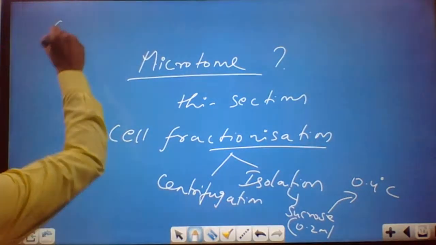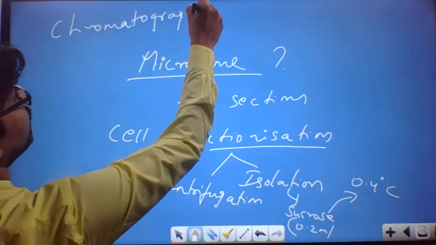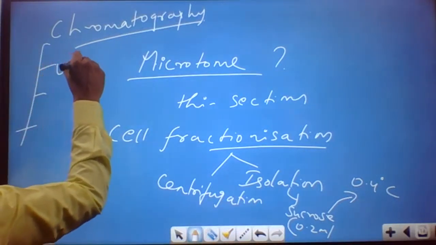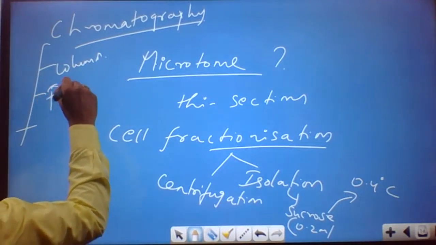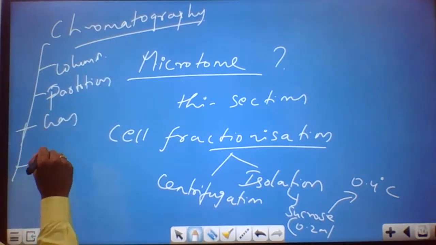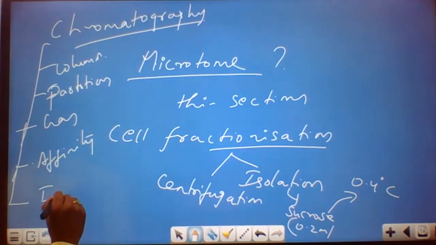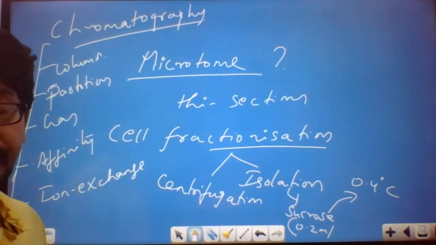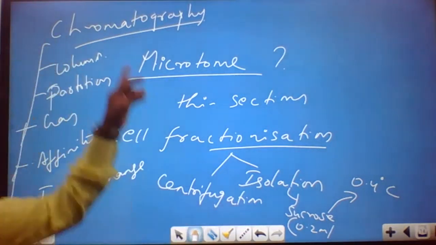And we have chromatography. Can someone tell me what the types of chromatography are? We have column chromatography, partition chromatography, gas chromatography, affinity chromatography, then ion exchange chromatography. You would have studied paper chromatography, a common technique used, for example, in nitrogen solution. So these are the common chromatography types.